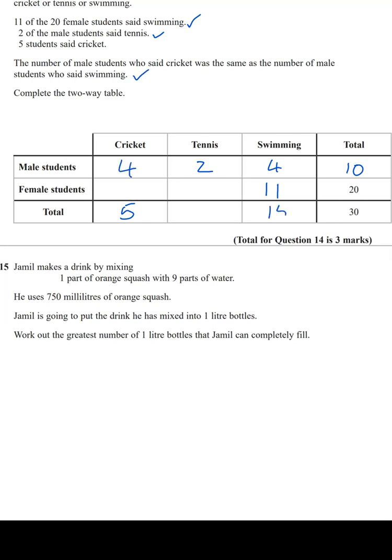So that's 15, so those 2 add up. They're 20, so that must be 10, because they've got to add up to 30. That's got to be 8, because 2 and 8 is 10, and that must be 1. Okay, and you've completed the two-way table from the information you've got. All right, relatively straightforward two-way table.